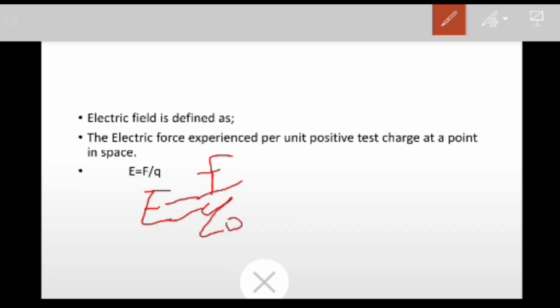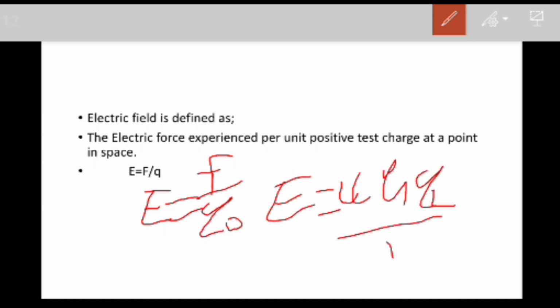But one of the things that students usually do is confuse electric force and the electric field. As you can see, even the formulas are different. The formula K q1 q2 over r squared is the formula of electric force, not electric field. Now, what's the difference? Electric force depends on the source charge and the test charge.